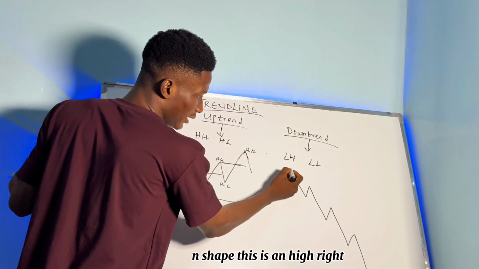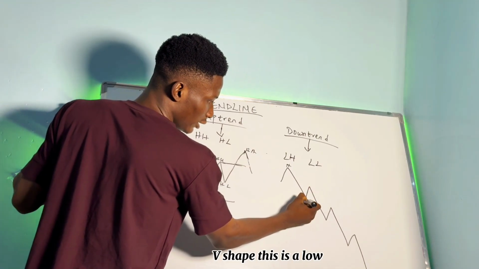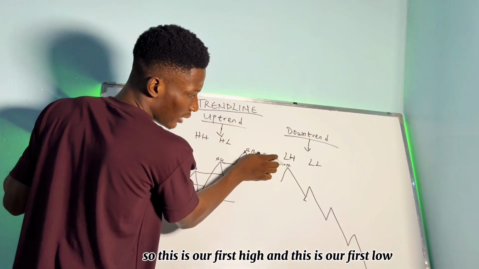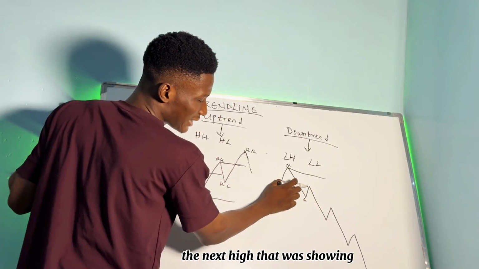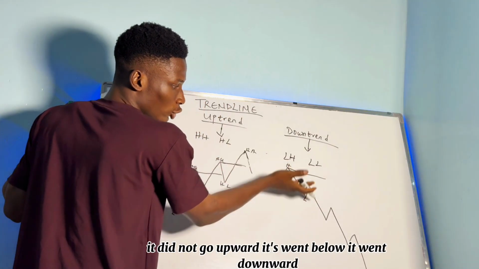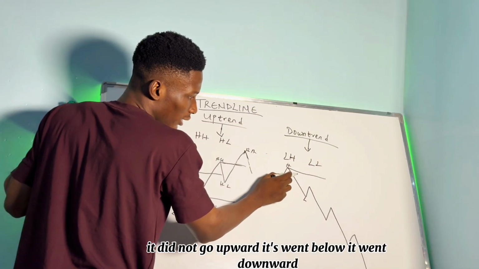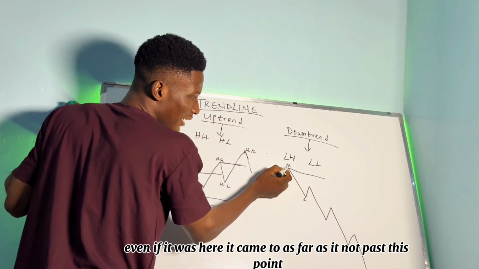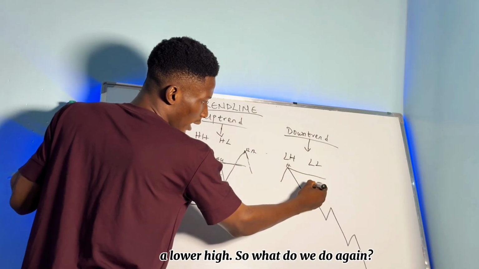N shape, this is a high, right? V shape, this is a low. So this is our first high and this is our first low. We draw our line above here. The next high that was shown, you can see that it did not pass the level of this previous high. It did not go upward, it went downward. Even if it was here, as far as it did not pass this point, that makes it a what? A lower high.